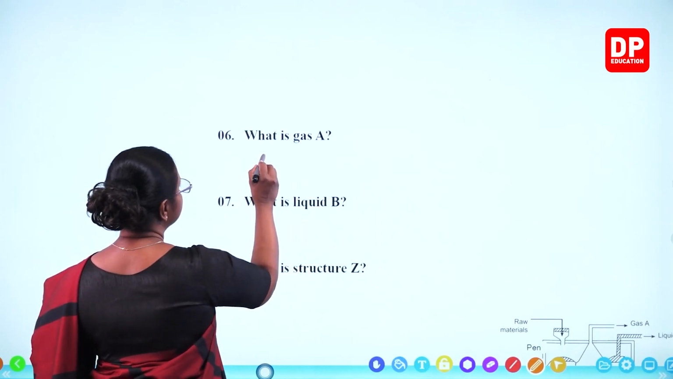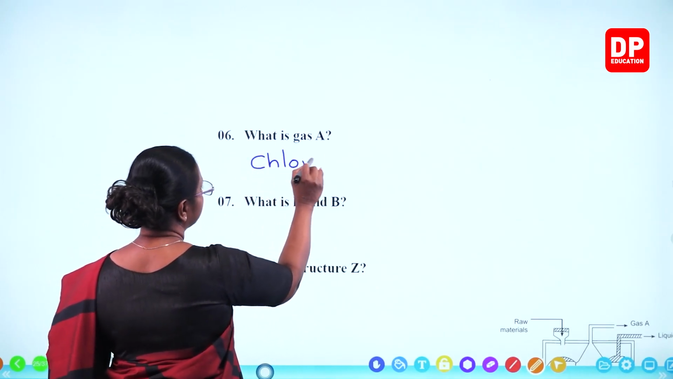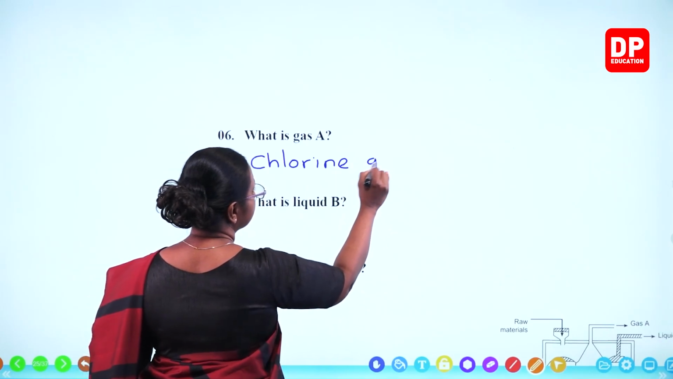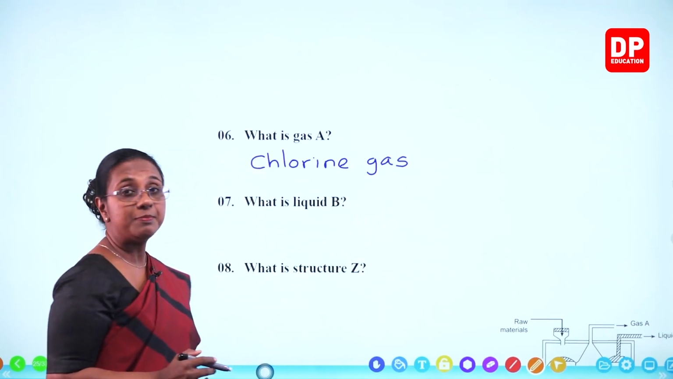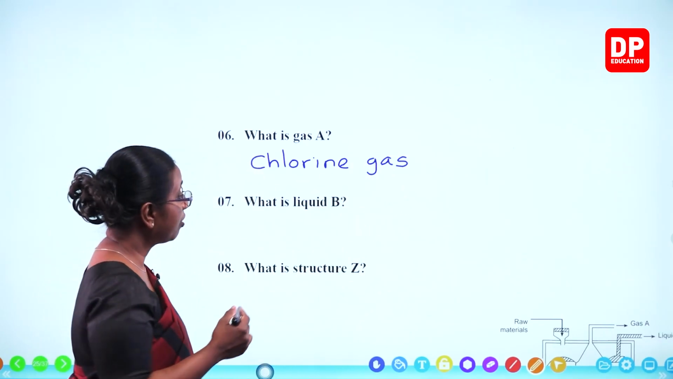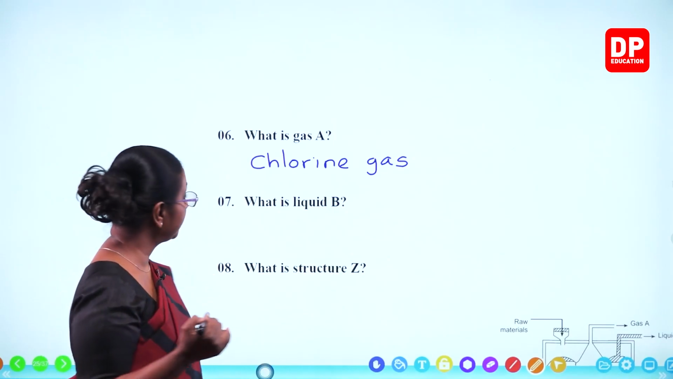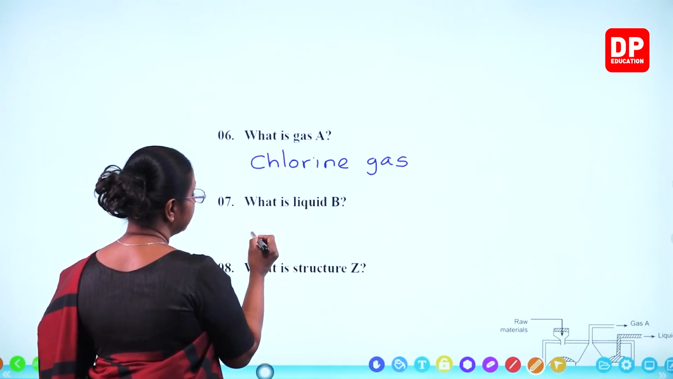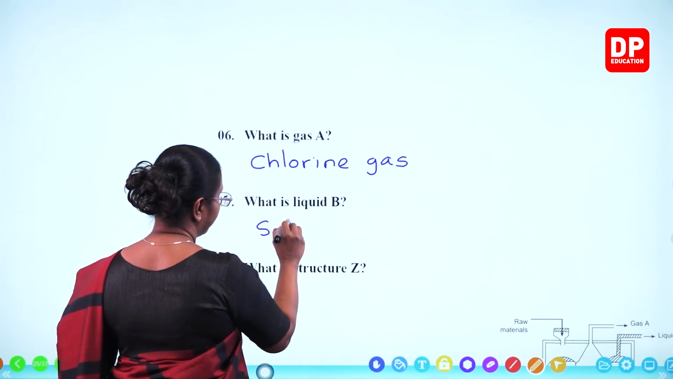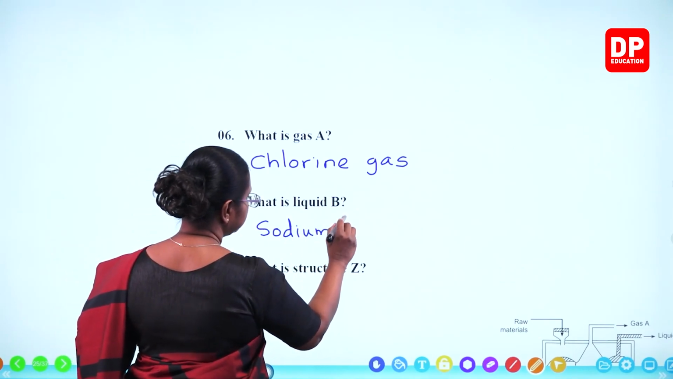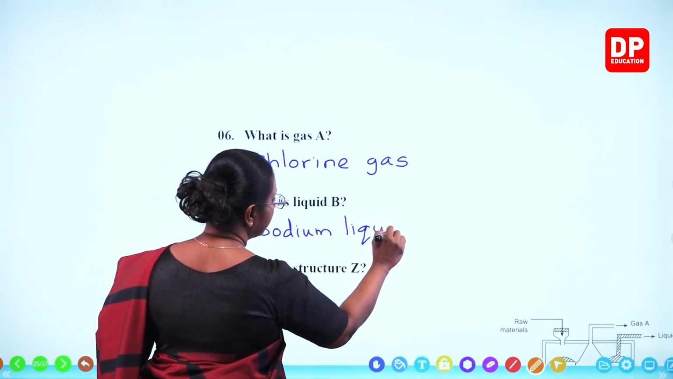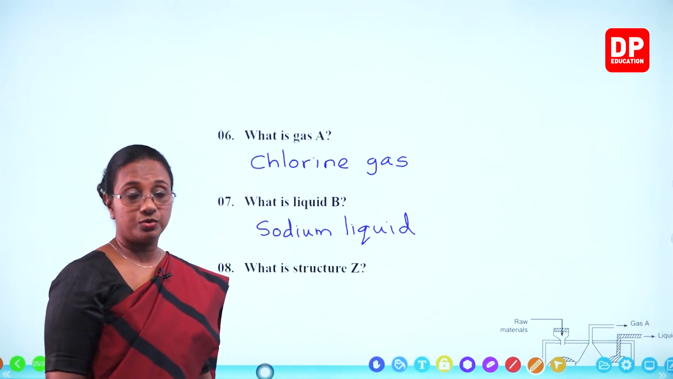So what is gas A? Chlorine gas. Chlorine gas. So you all know this is the byproduct of manufacturing or extraction of sodium from fused sodium chloride. And what is liquid B? Sodium liquid. You can write it as sodium liquid or liquid sodium.